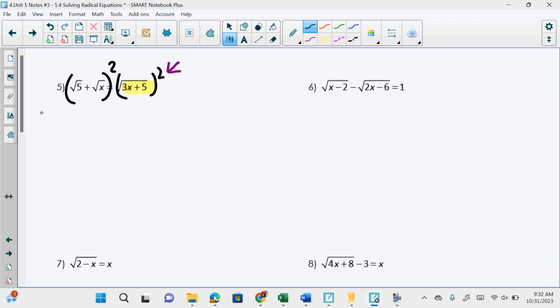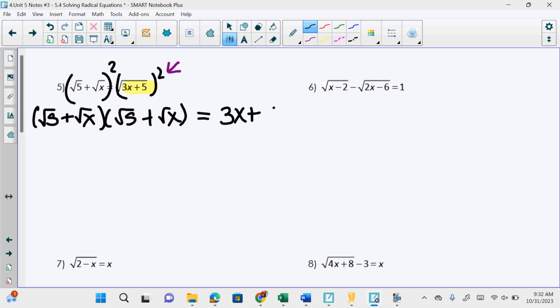Now the left-hand side, be careful. Remember, when you square something, it means to multiply it by itself. So when I have the quantity square root of 5 plus square root of x squared, I have to expand that out. Square root of 5 plus square root of x times square root of 5 plus square root of x.